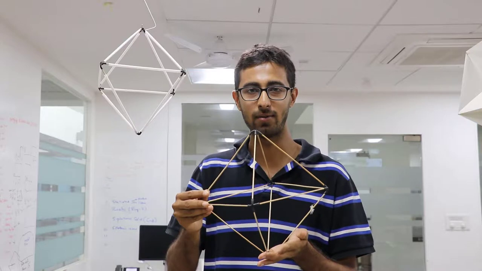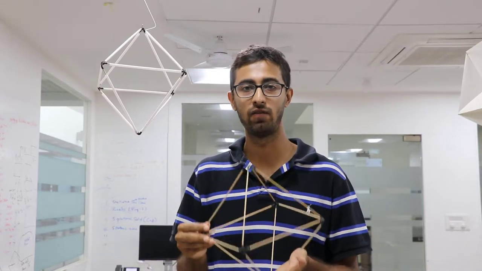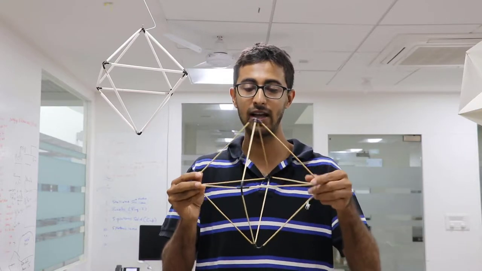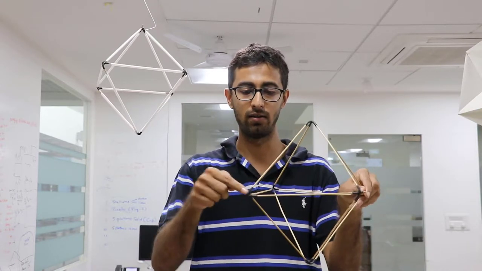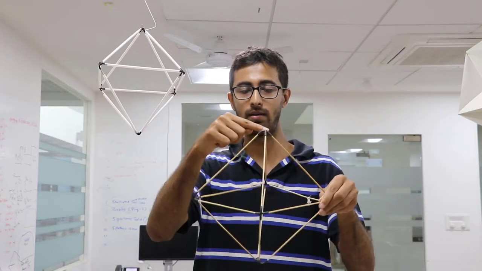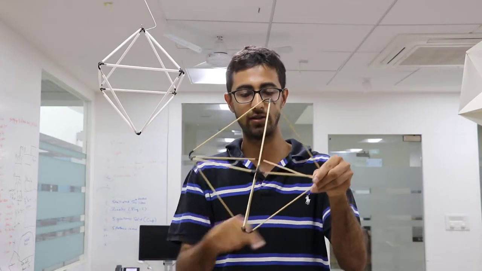An interesting fact about this structure is that it is made up of three squares in the X, Y, and Z planes. In the X plane, as you can see, the first square. In the Y plane, you'll see the second square. And in the Z plane, you'll see the third square.